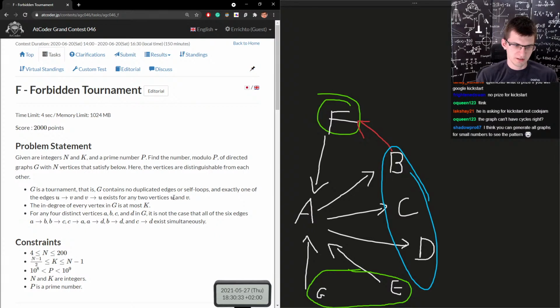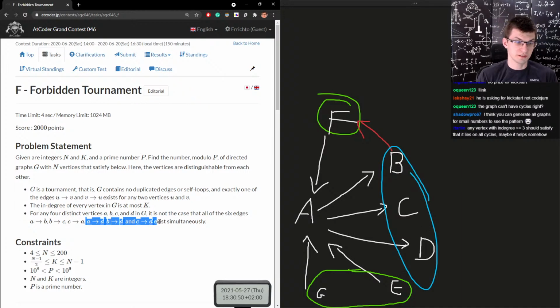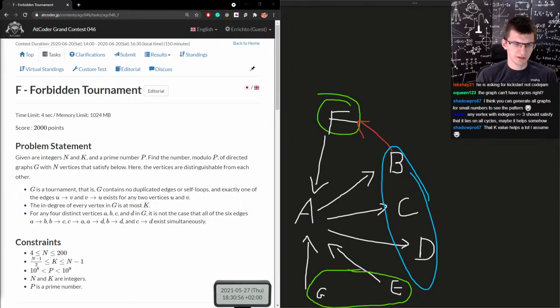That makes sense. Graph can't have cycles. It can have cycles. Why not? The only impossible thing is that it cannot have a cycle of size 3, where from all those 3 vertices there is the same type of edge to some other 4th vertex. Any vertex with in degree at least 3 should satisfy that it lies on all cycles.